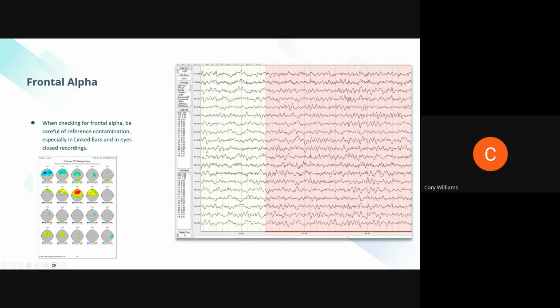In your maps here, this one's a little bit slower, right? This alpha peaks at around 8 hertz, some in 7, some in 9. So this is a really good fit for an SSRI. If this alpha were faster, say peaking at 11 hertz, then we would want to think about tricyclics or tetracyclics instead.